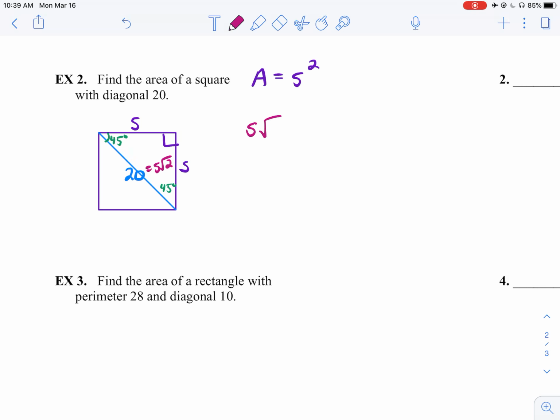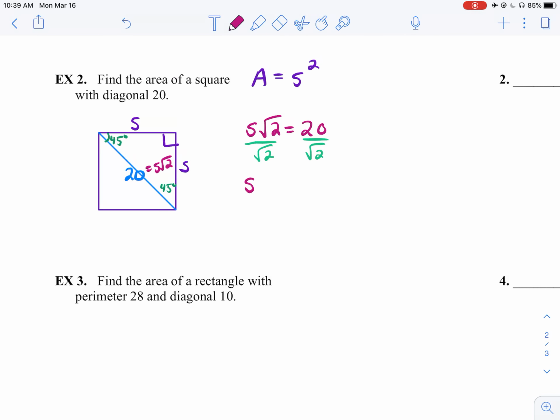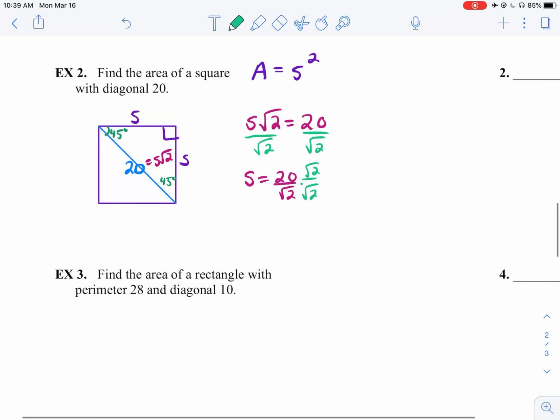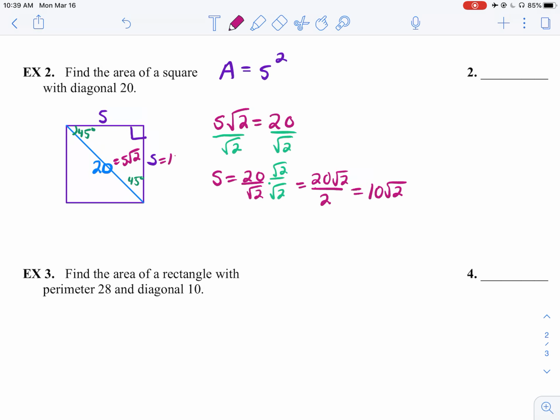So that means that S times root 2 equals 20. So now to solve here, I have to divide by root 2. So that makes our side equal to 20 divided by root 2. Remember now, we need to multiply by the square root of 2 over the square root of 2, our special one. And this gives us 20 root 2 over 2. And then lastly, we can reduce to make that 10 square root 2. So we know that our side now is 10 square root 2, but remember, we're not done. We were asked to find the area.